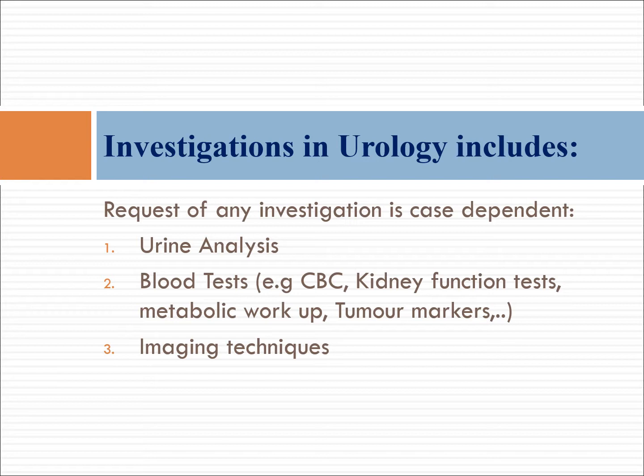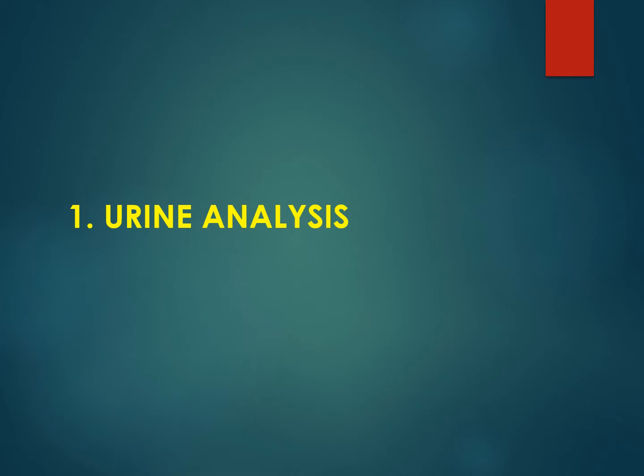Number two, we shall talk about the urology-related blood tests, like simply the complete blood count, the kidney functions, and the metabolic workup, if there is any insult to the kidney secondary to this metabolic activity, or tumor markers, like the testicular markers and the prostate markers. And number three are the imaging techniques, that's to say the radiology, the ultrasound, the angiography, and the renal biopsy. We shall take those one by one in the few slides.